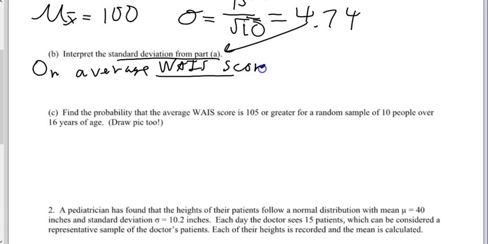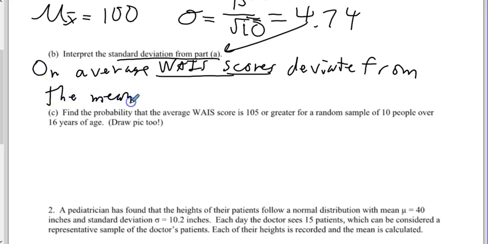Now, if you put IQ scores, I'm not going to care. But that's the fill in the blank. On average, WAIS scores deviate from the mean. If you want to put of 100, just to show you know your stuff, that's fine. You don't have to. But the mean of 100 by, and here's the other fill in the blank, 4.74 points.